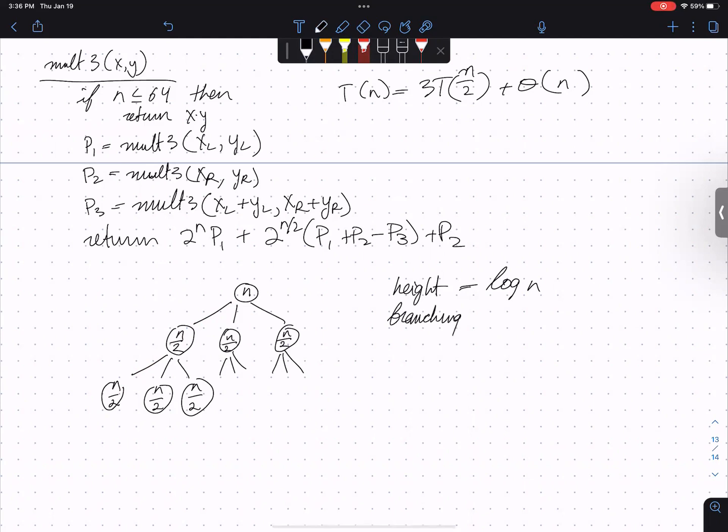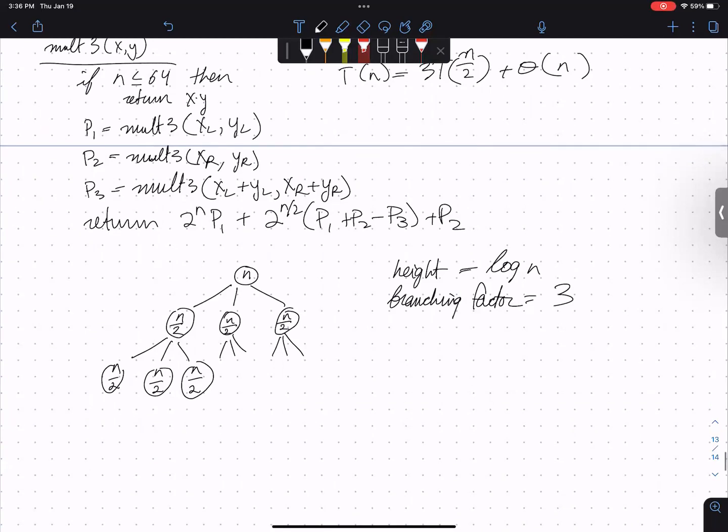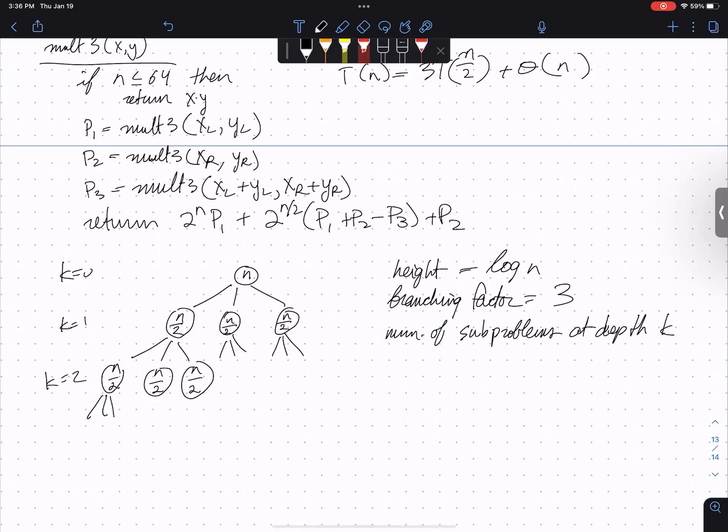Branching factor here, it's 3. Number of subproblems at depth k. Here again, k equals 0 is the top one, k equals 1, k equals 2, and so on. How many subproblems at depth k? 3 to the k. Same logic as before. We start 1, 3, 9, 27, and so on.